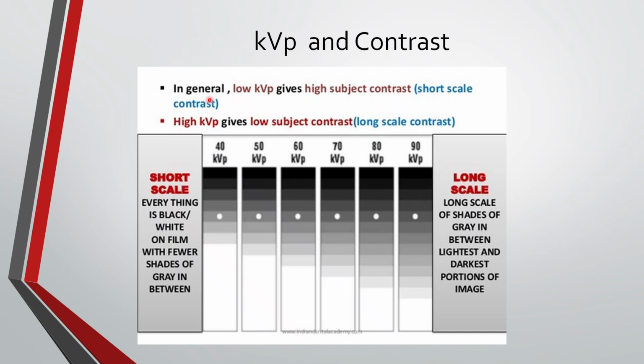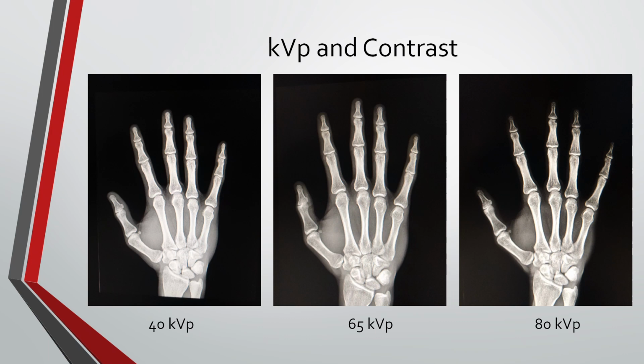So, more about kVp and contrast. In general, low kVp is going to give a high subject contrast, so the material is either going to absorb the beam or it's not. A higher kVp is going to give a lower contrast, where it's a longer scale. Some tissue is still going to absorb, even with the higher kVp, and make a white, and other tissue is going to transmit to a larger degree.